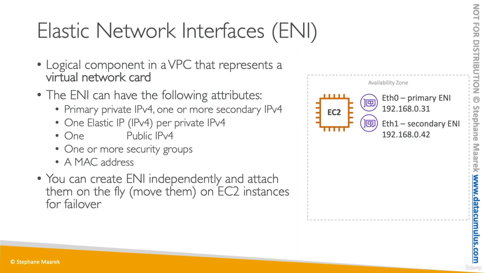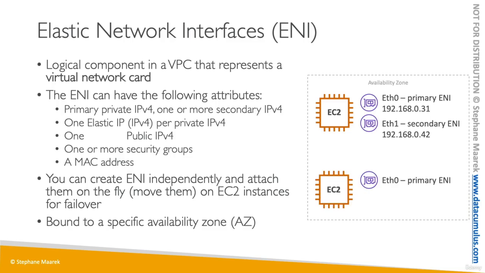And you can create ENIs independently from your EC2 instances and attach them on the fly or move them from EC2 instances for failover. So let's have a look at what it looks like. And by the way, they're bound to a specific availability zone, or AZ. So that means that if you create an ENI in a specific AZ, you can only have it bound to that specific AZ. So here's another EC2 instance, and it has another ENI attached to it.